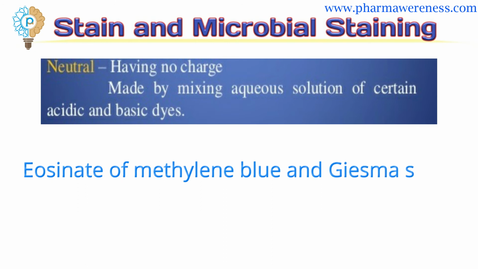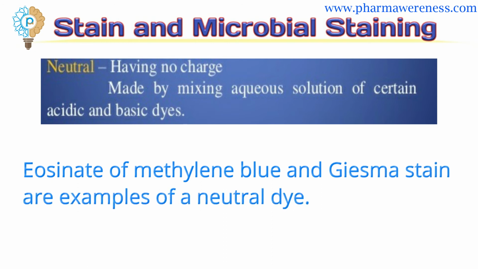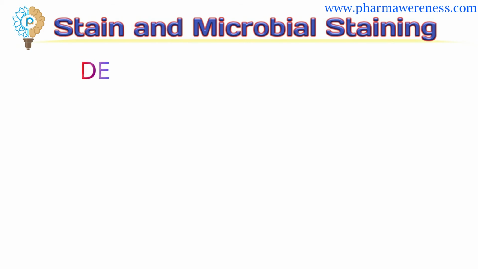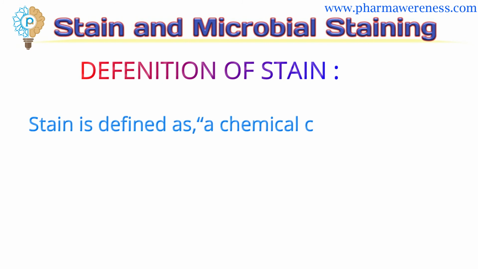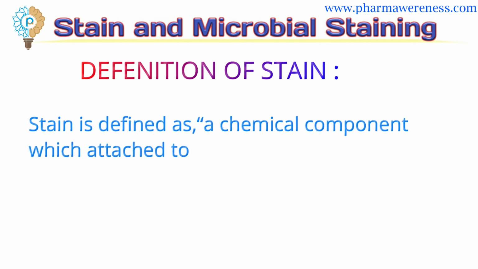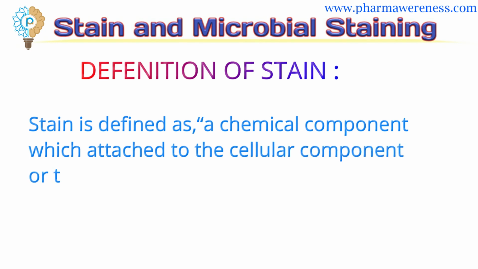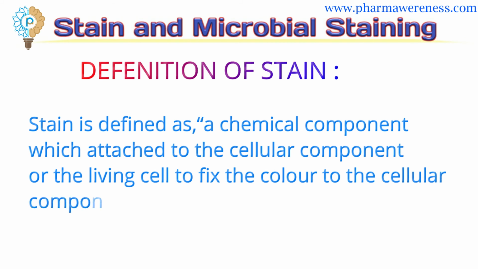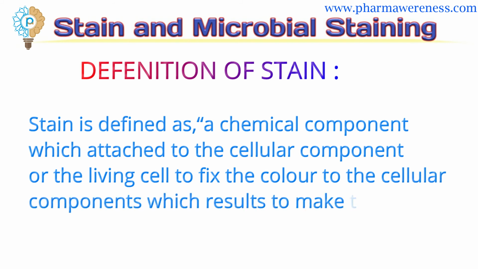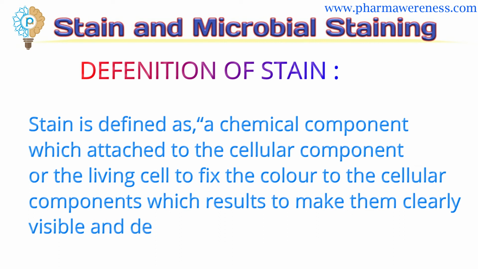But what is a neutral stain? Neutral stain has no charge. It is made by mixing aqueous solutions of certain acidic and basic dyes. Now you are thinking, what is the actual definition of the stain? Stain is defined as a chemical component which attaches to the cellular component or the living cell to fix the color to the cellular components, which results in making them clearly visible and detectable.